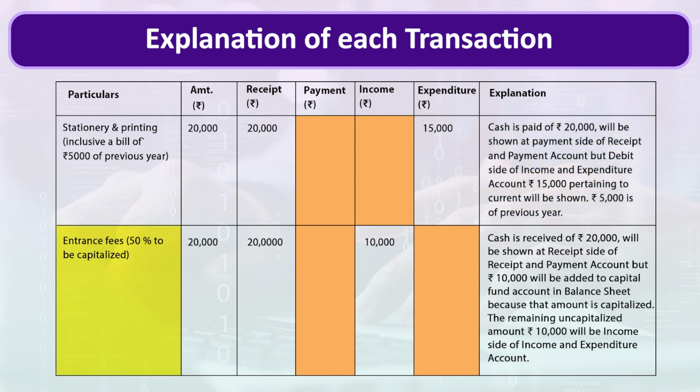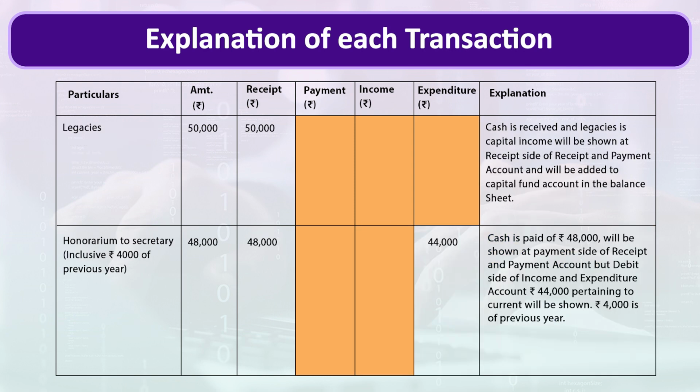The entrance fees, of which 50% is to be capitalized, is rupees 20,000. The cash is received of rupees 20,000. It will be shown at receipt side of receipt and payment account, but rupees 10,000 will be added to capital fund account in balance sheet because that amount is capitalized. The remaining uncapitalized amount of rupees 10,000 will be on income side of income and expenditure account.